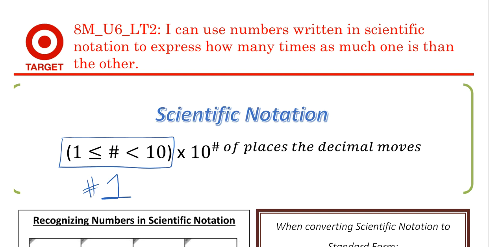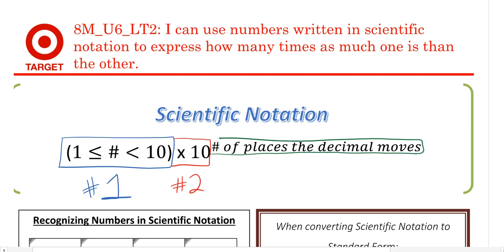The second criteria is that it should have times 10. So you take that first digit, we call those our significant digits, the numbers between 1 and 10, and then we need to make sure that it's being multiplied by 10. The third criteria is that we have an exponent attached to that 10. It can either be a positive exponent or a negative exponent.